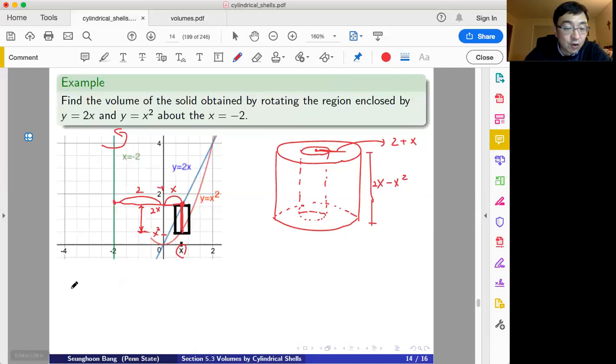So what's the volume? The volume is the integral from A to B. For cylindrical shells, it's 2 pi times radius times height.